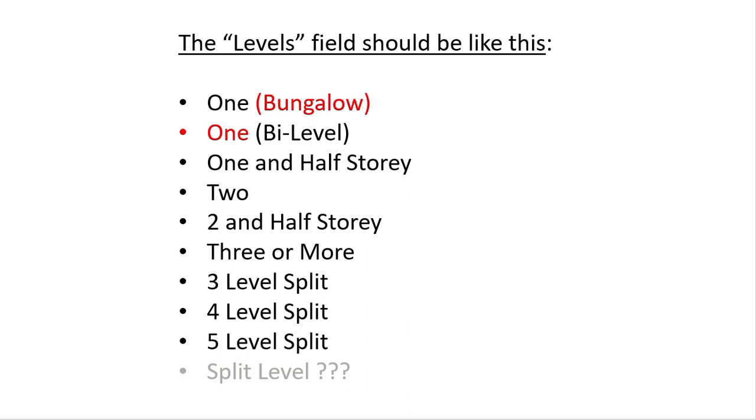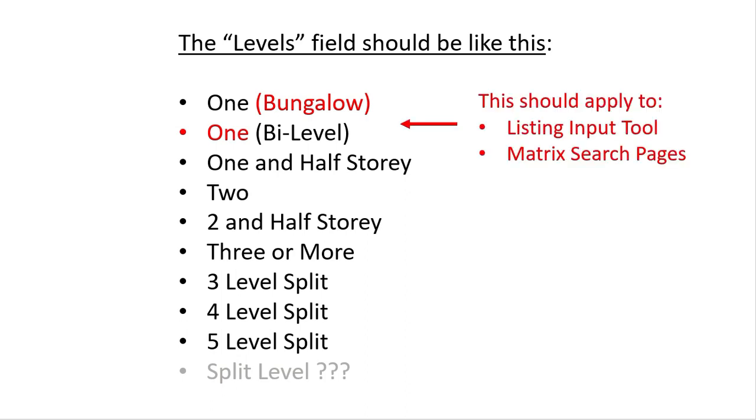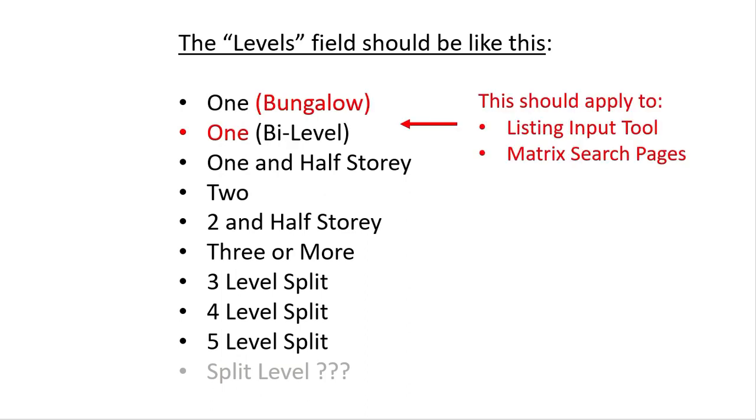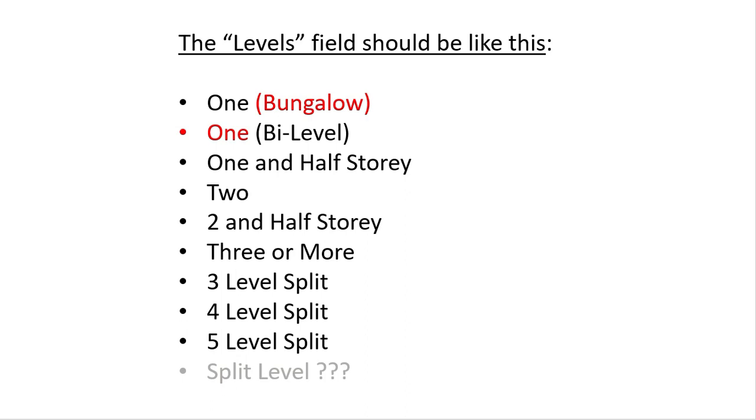So that's why we need to make this change in both the listing input tool as well as on the matrix search pages. As far as what the public sees, I don't think we need to necessarily do this. I think this would be better, just having bungalow and bi-level. We don't need to specify the one thing, as far as what shows up on the listing itself. But as far as the listing input tool and on the matrix search pages, it should read like this, because that's where the mistakes are being made, when we input listings and when we do searches. Okay, now that'll clarify the confusion between those two things.